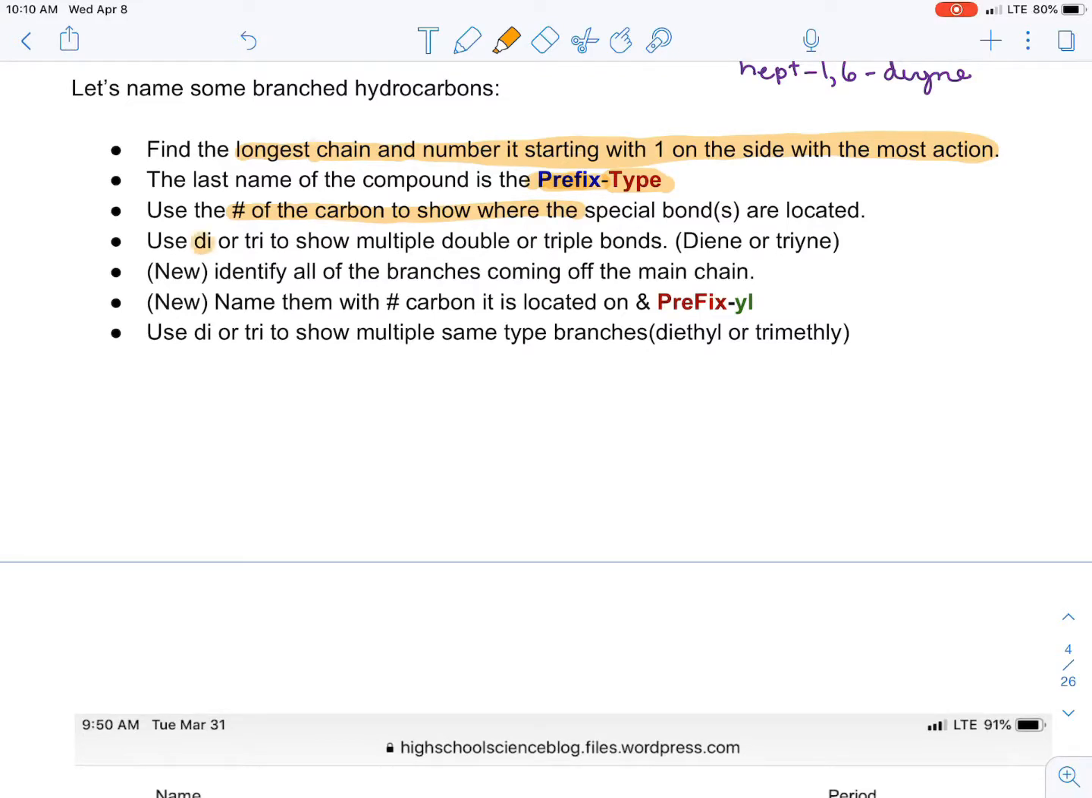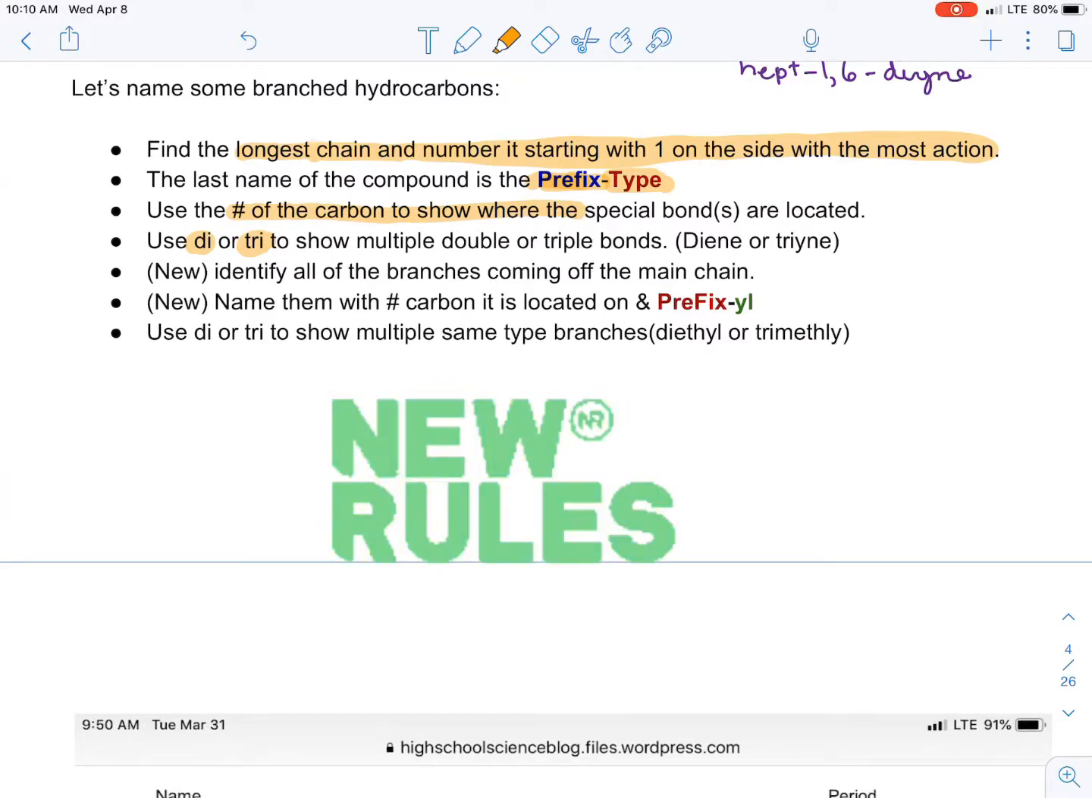We're also going to use di and tri to show if we have multiple bonds. So if we have two doubles, we're going to have diene. If we have two triples, we're going to have diyne. And if we have three doubles, we're going to have a triene. And so it goes on and on from there.